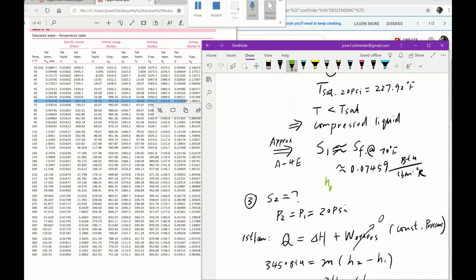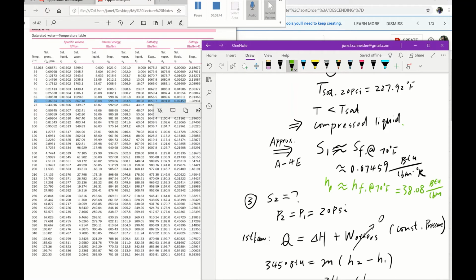Since this is a compressed liquid for state 1 and our table does not have tabular data for this particular 20 psi, then we remember we approximate, so we're going to use saturated liquid at this particular temperature, 70 Fahrenheit. So going back to the same table, which is table A4E, we can find our H value. Hf is 38.08. And that's BTU per pound mass.